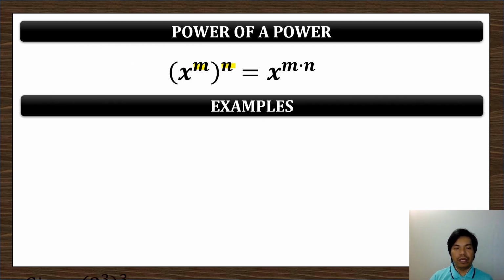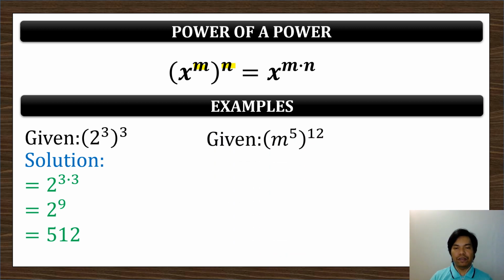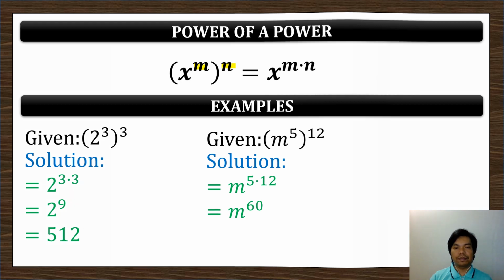For example, kung meron tayong 2 cube raised to 3, so pag sinimplify natin ito, this is equal to 2 raised to 3 times 3. So makikita natin dito na yung dalawang exponents natin dito na 3 and 3 ay minultiply lang natin. And then magiging result niyan ay 2 raised to 9 which is equal to 512. At para naman sa ating next na example, if you have here m raised to 5 and then quantity raised to 12, so the same yung ating gagawin. Kokopyahin natin yung ating base which is yung m and then yung ating namang exponent dito na 5 ay i-multiply natin siya ng 12. So this will give us m raised to 60.